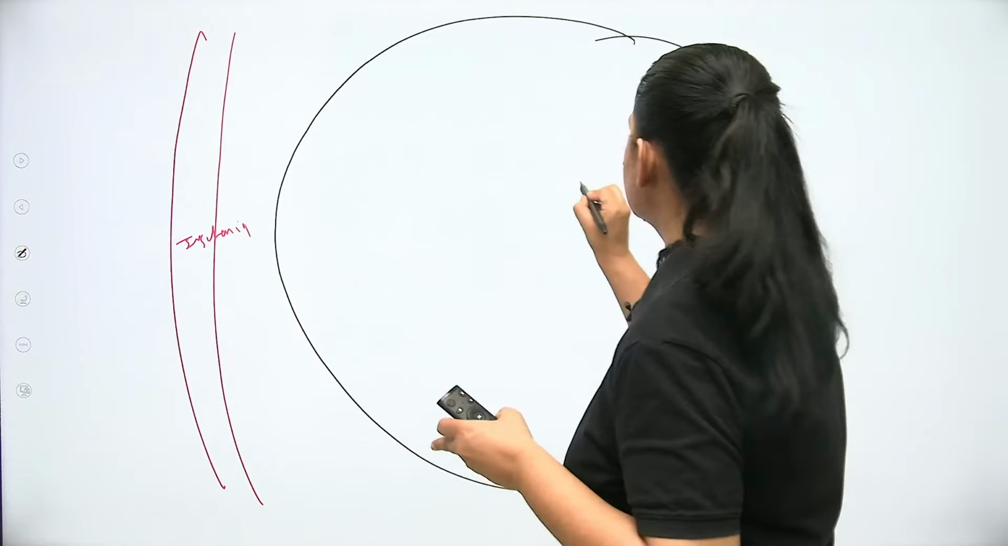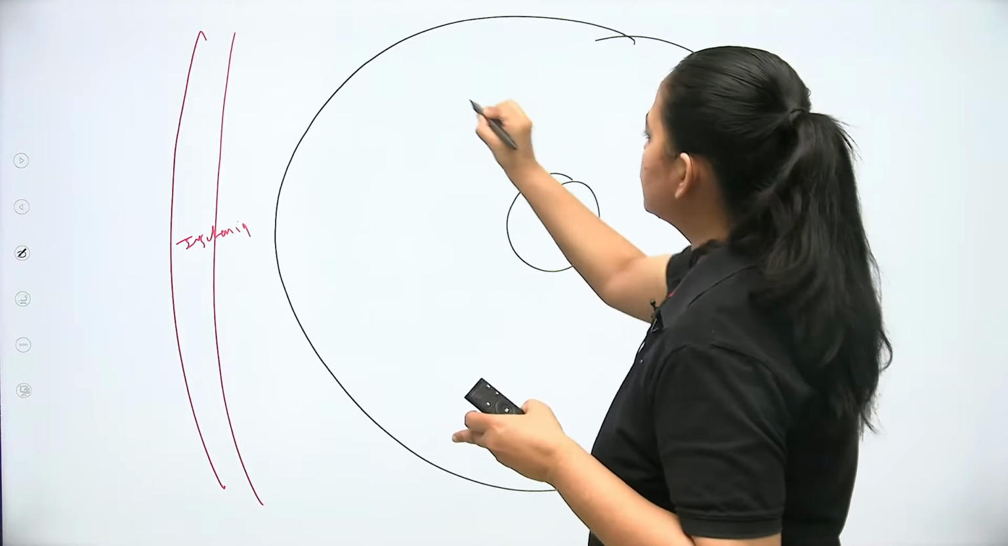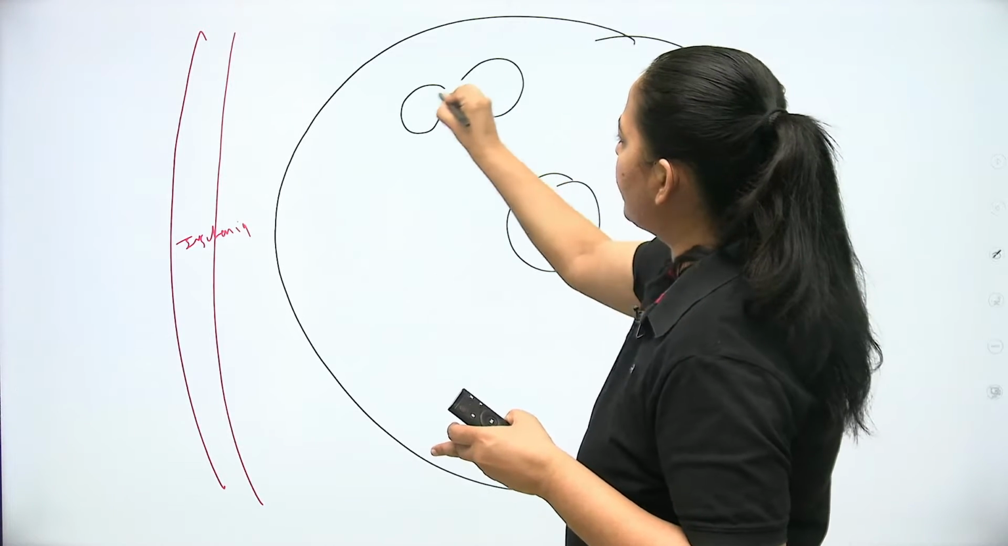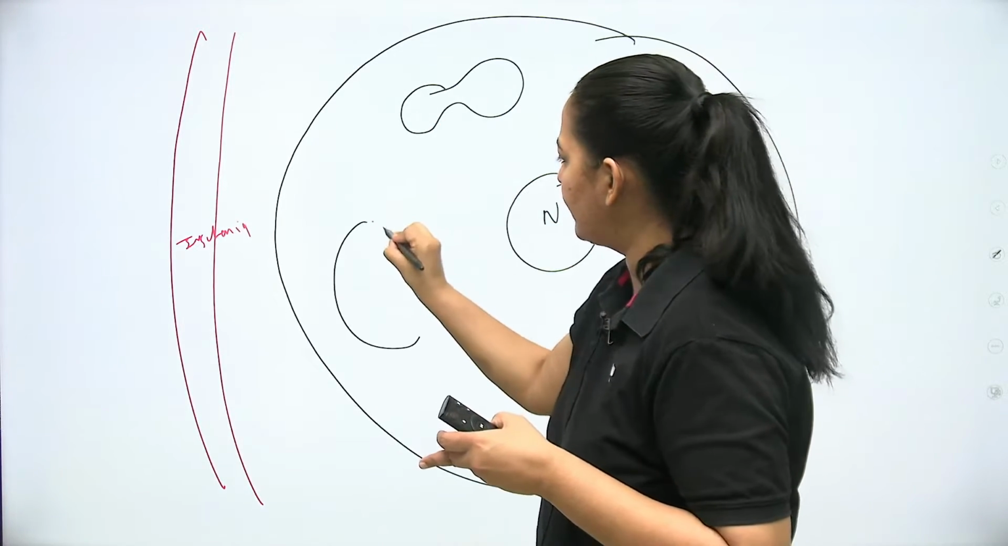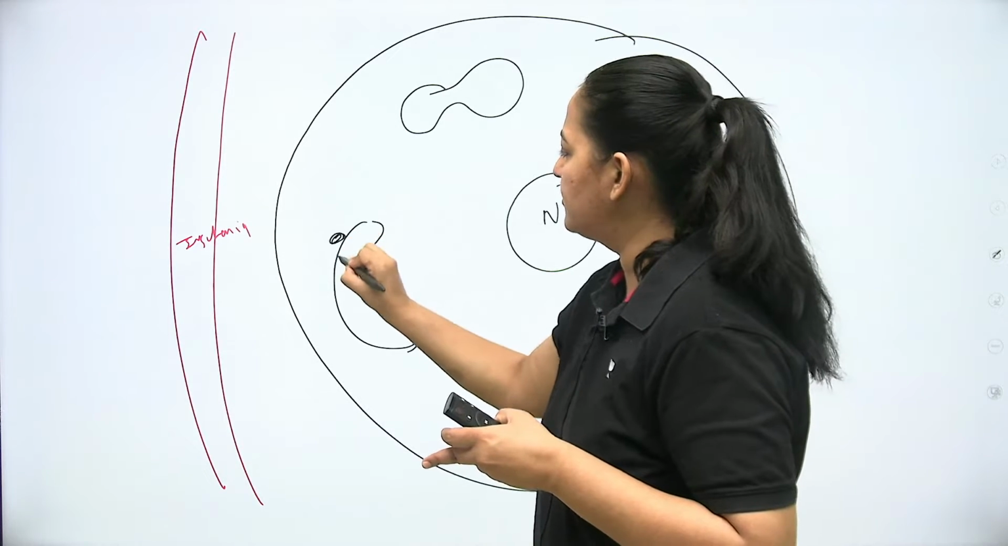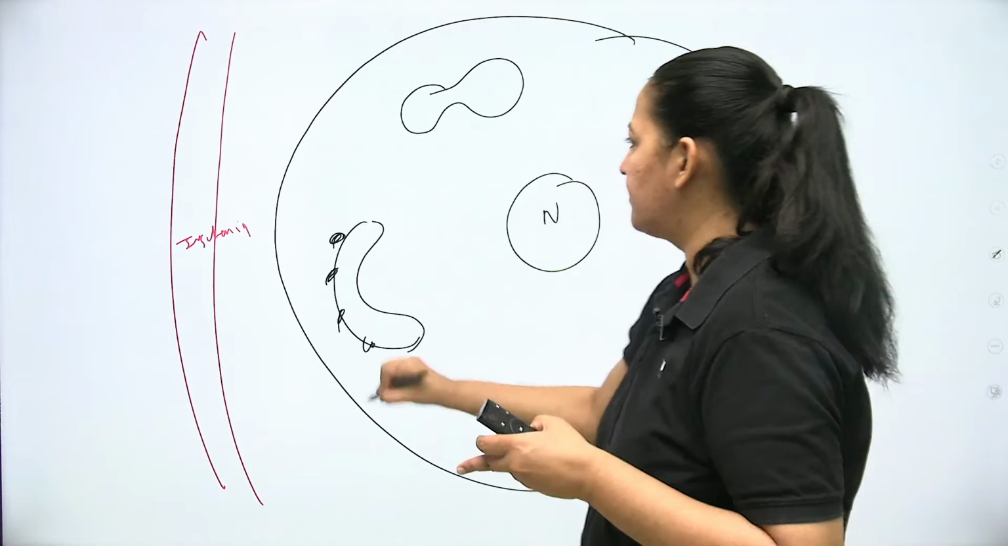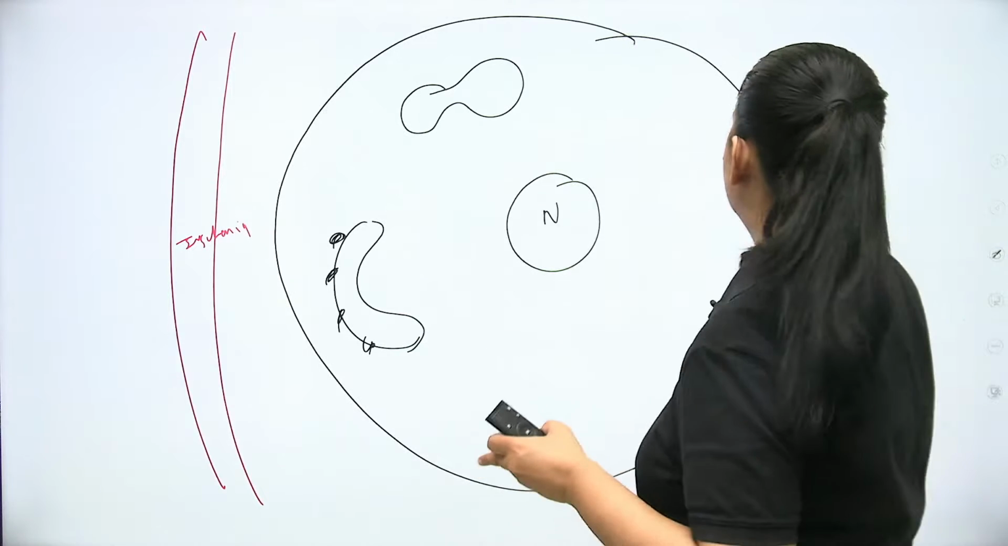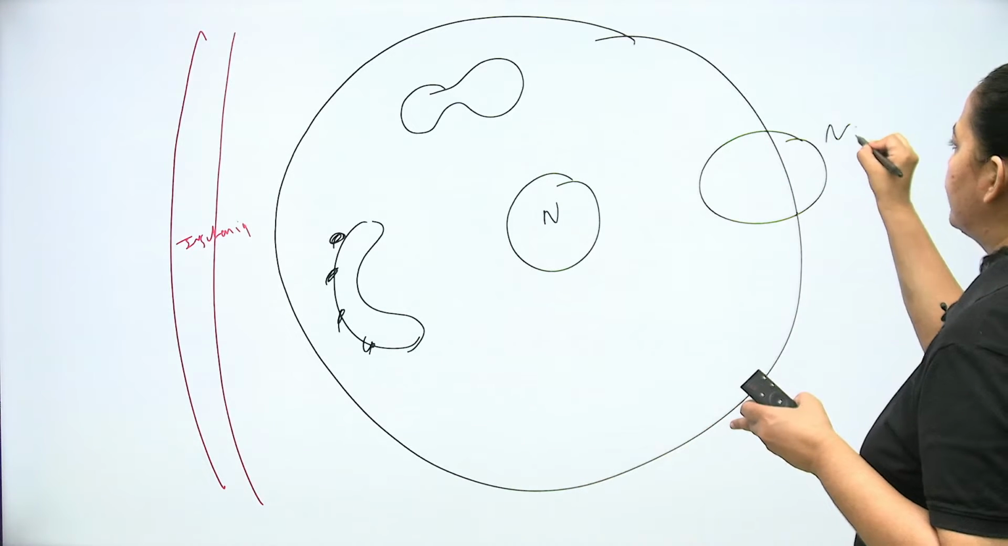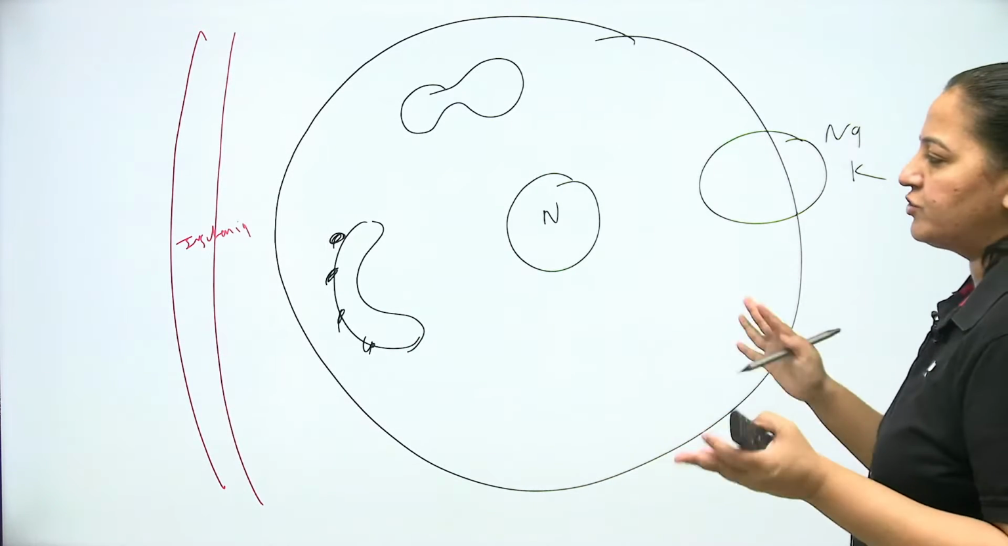Okay. Let me draw. This is the nucleus of the cell. This is the mitochondria of the cell. This is the endoplasmic reticulum of the cell, and these are the ribosomes on the surface of the endoplasmic reticulum. Now, this is a pump, the sodium potassium pump, sodium potassium ATPase pump. Now you tell me what will happen.